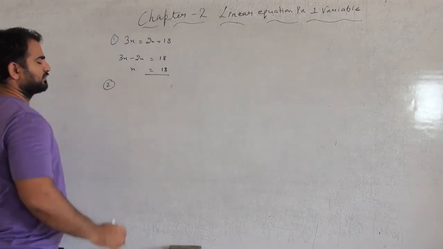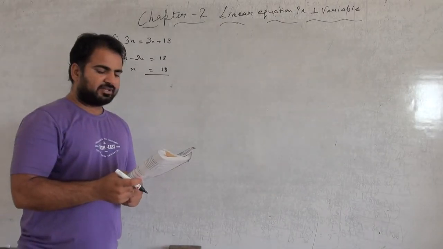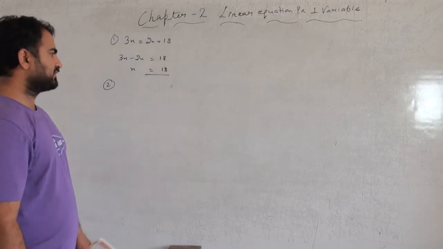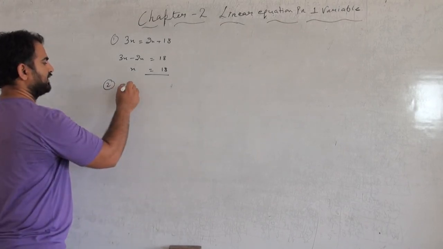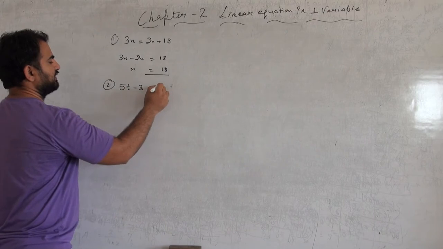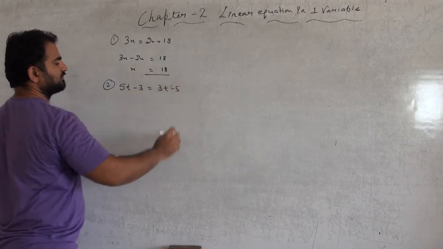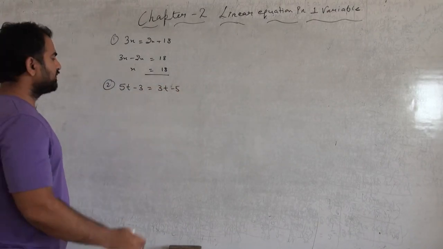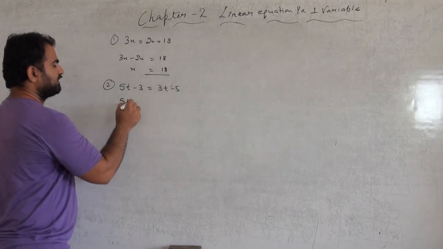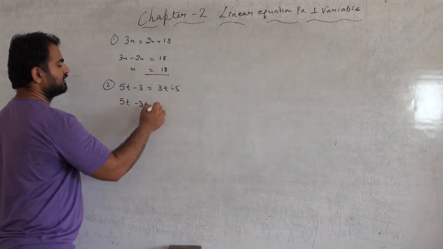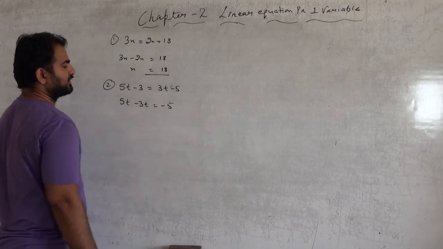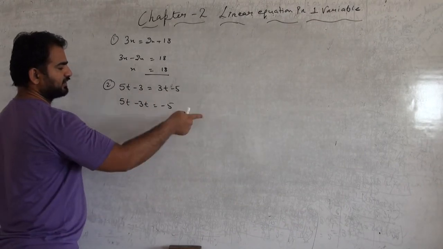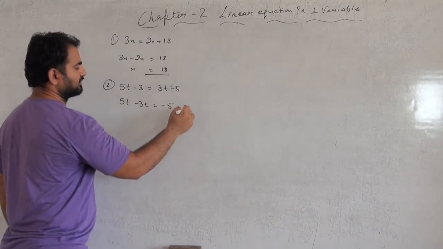Question number second. 5t minus 3 equals to 3t minus 5. Okay, so what we have to do is 5t minus 3t equals to minus 5 is already there, and this minus 3 will go there and becomes plus 3.